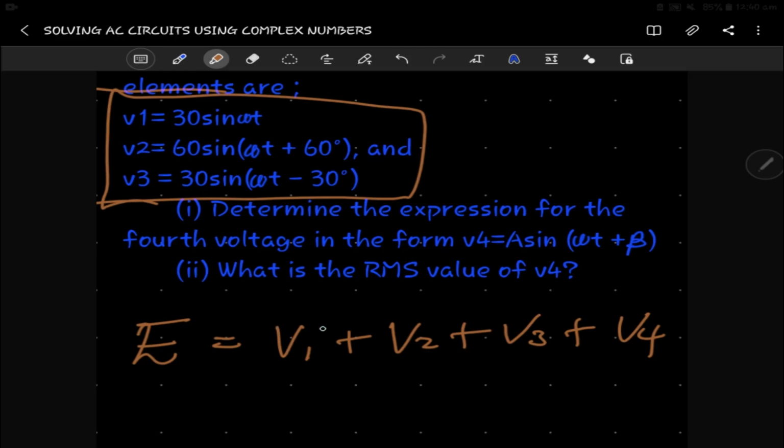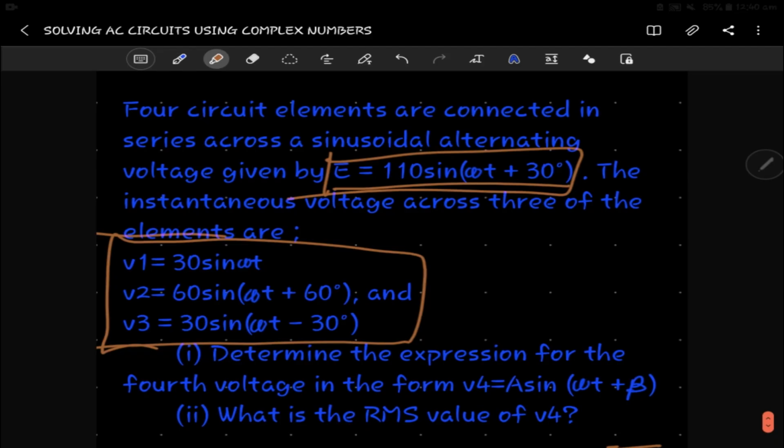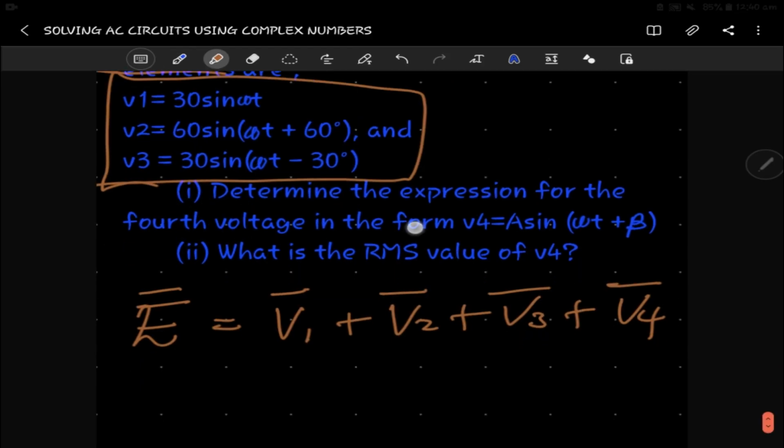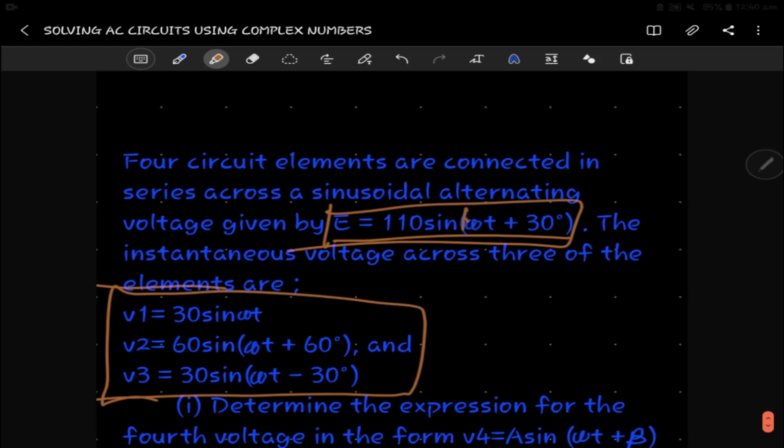Because these are vectors, it's appropriate that we represent them this way, so that we can add them up directly like this. One other thing we should pay attention to is that the quantities we are working with here are of the same frequency. We know that this angular frequency is 2 pi f, and because they are the same, it makes it easier for us to add them up.